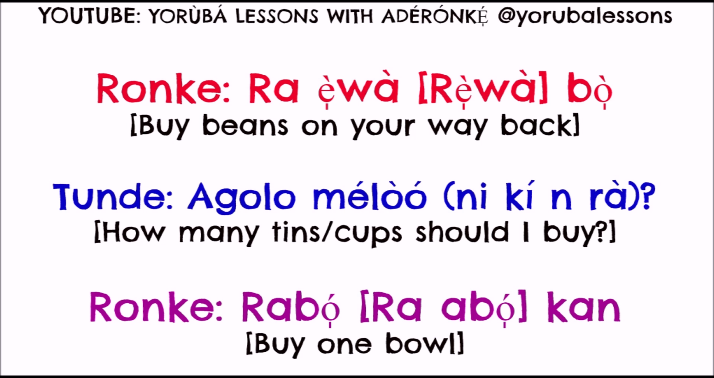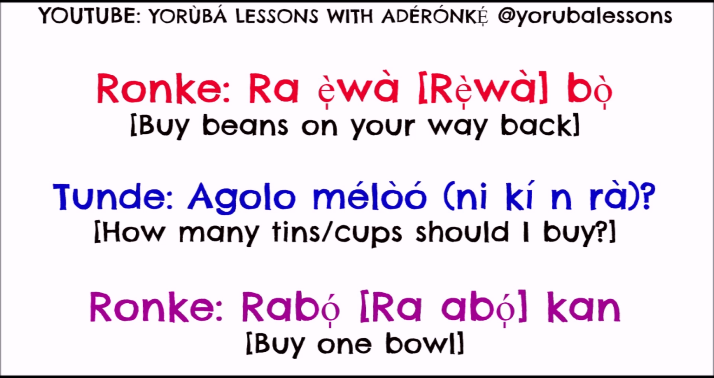A son. I don't have a son. Ronke, ra ewabo. Or Ronke can also say rewabo. In Yoruba, we often conjunct certain words, especially when the last letter of the first word and the first letter of the second word are both vowels. But this doesn't always apply, mind you. But anyway, rewabo. Buy beans on your way back.